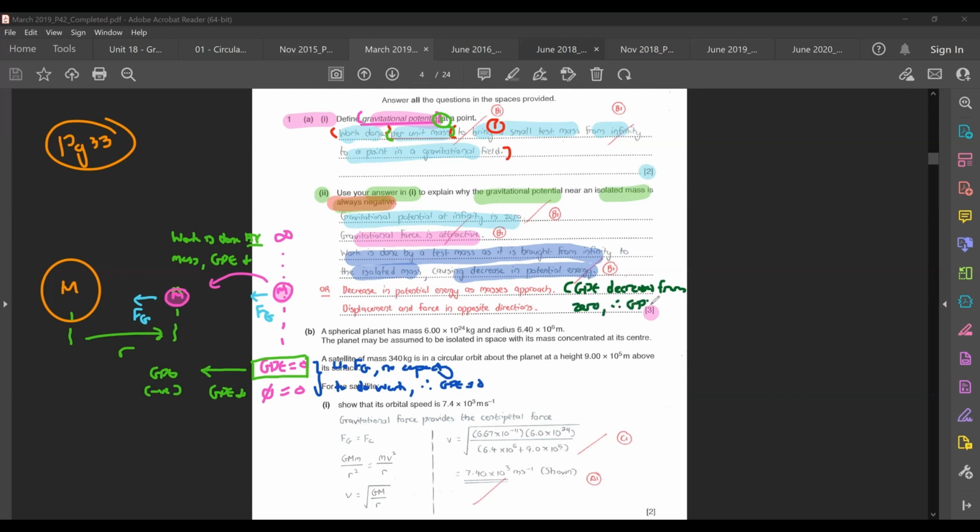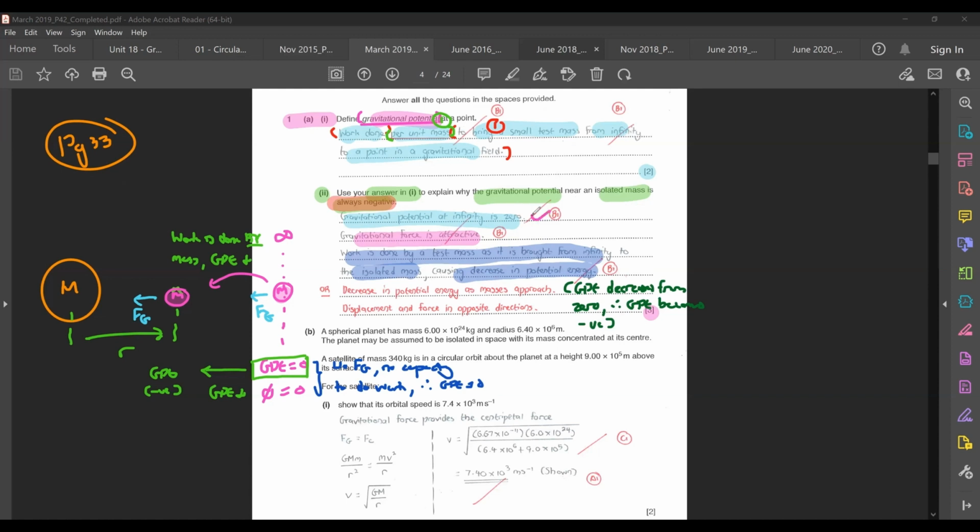Therefore, GPE becomes negative. Okay. This last statement here is not credited. It's meant to further explain the first 3 points that you have above. So these 3 points here are pretty standard inside your questions. They do come up quite often. So whenever you see this kind of question, just remember the 3 points.